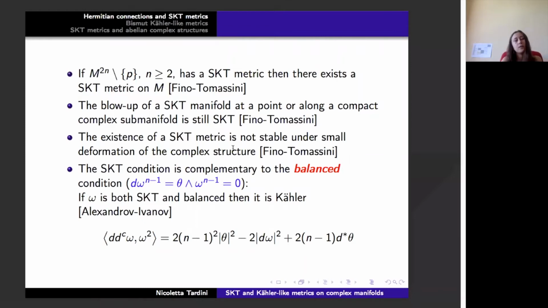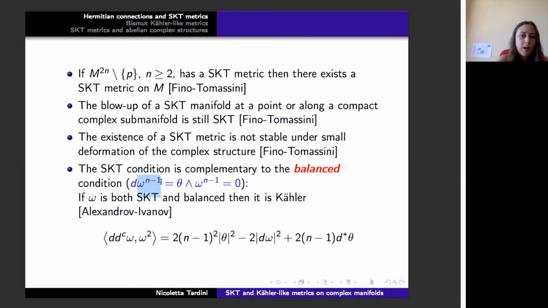And also, of course, there exist a lot of different generalizations of the Kähler condition in complex geometry. For instance, we already saw SKT metrics, but there are other non-Kähler Hermitian metrics like the torsion metrics. Another important class in complex geometry is the class of balanced metrics. So balanced metrics are defined this way.